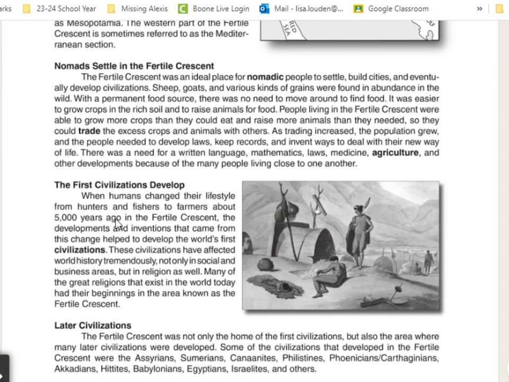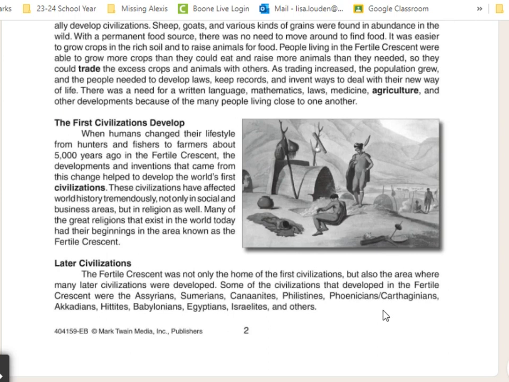Sheep, goats, and various kinds of grains were found in abundance in the wild. With a permanent food source, there was no need to move around to find food. It was easier to grow crops in the rich soil and raise animals for food. People living in the Fertile Crescent were able to grow more crops than they could eat and raise more animals than they needed, so they could trade the excess crops and animals with others.